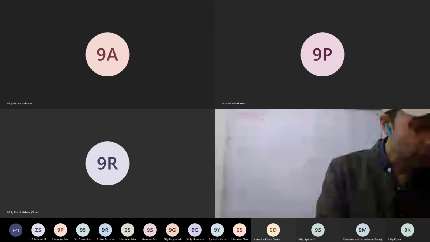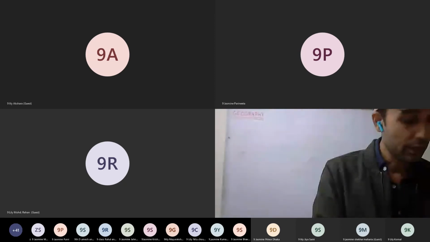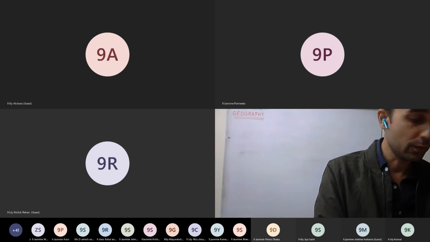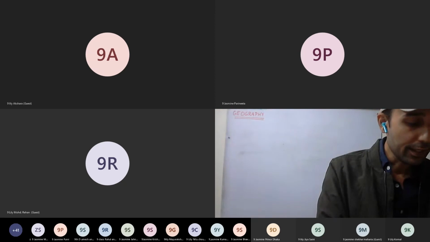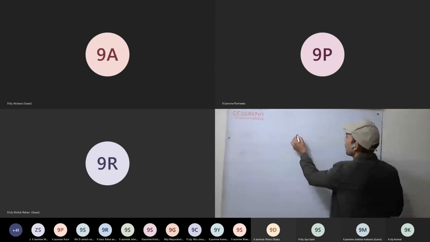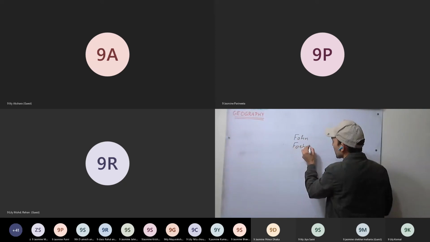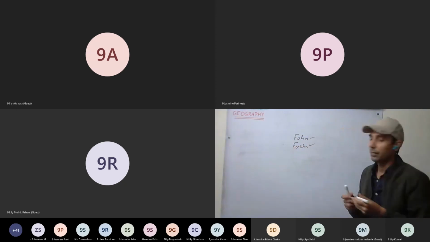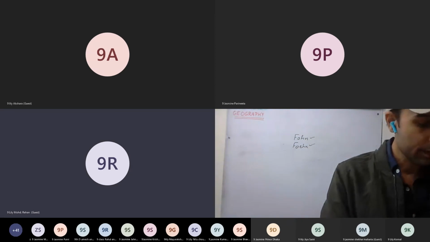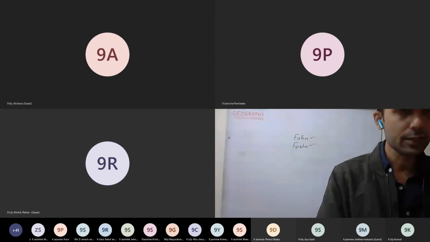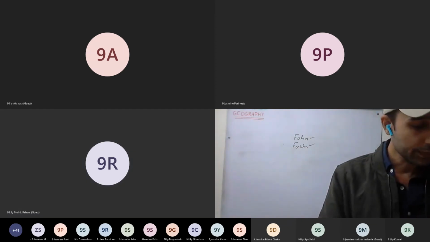So make the correction. Sirocco is given. Write Sirocco: cut the first O, write I. Sirocco. And Fohn is given, F-O-H-N. It is also F-O-E-H-N; in some books you will get it as F-O-E-H-N. Both are right. It is pronounced Fan. The O is silent here. It's page number 106.